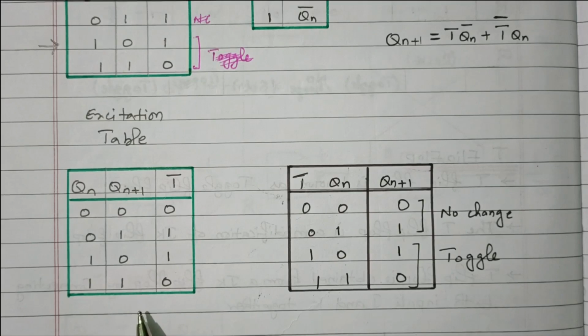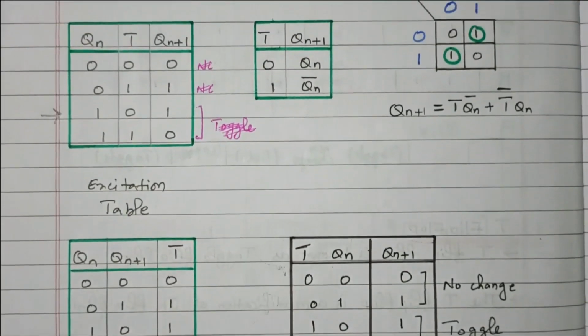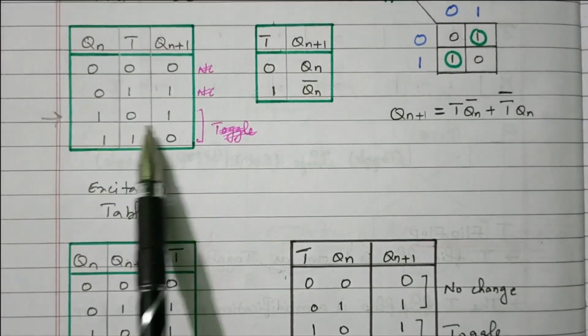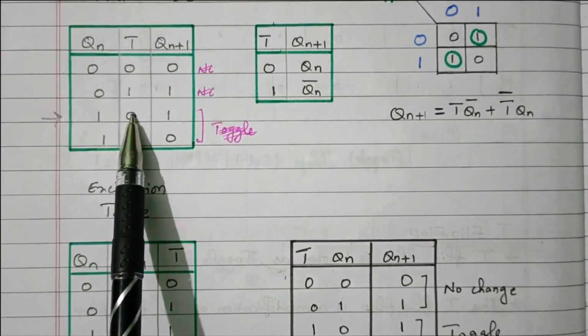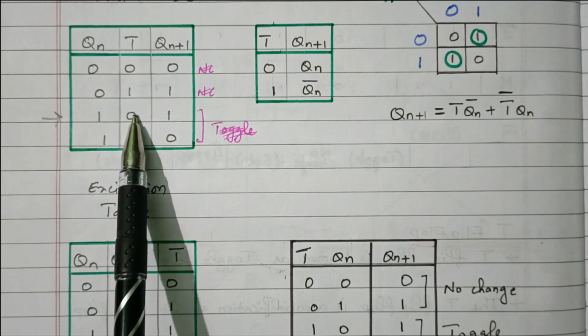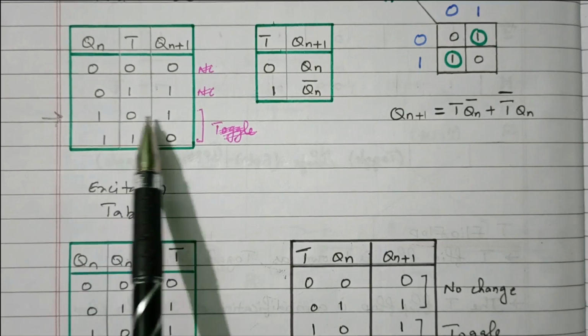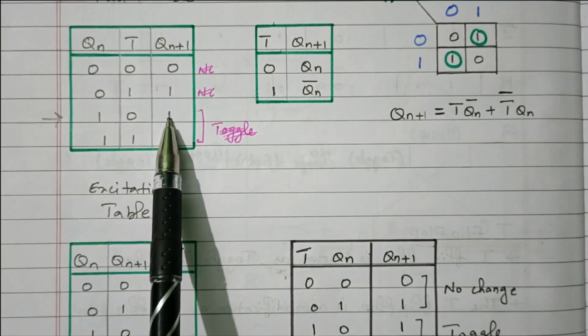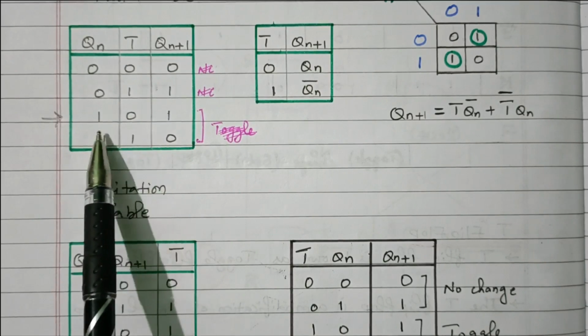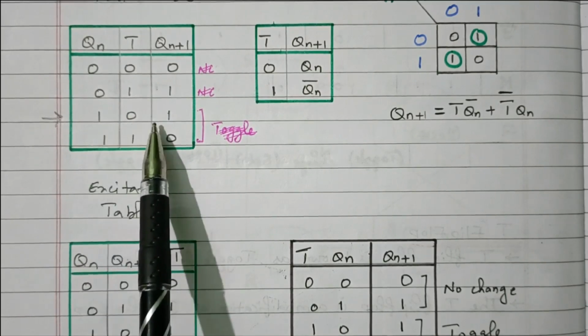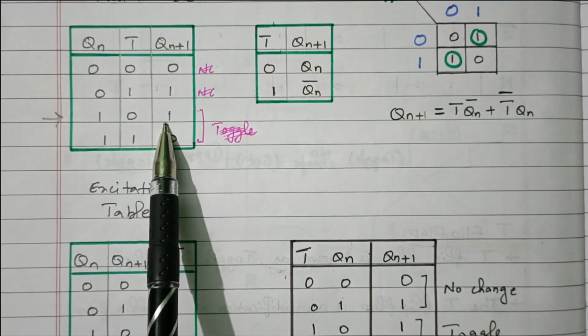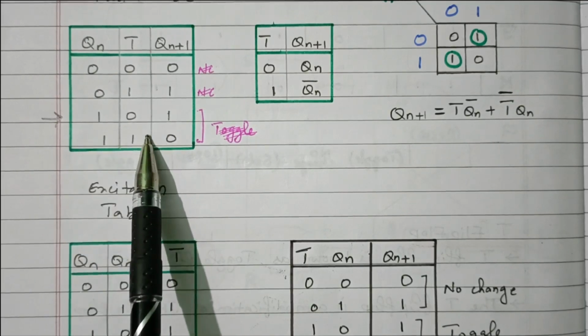Okay, now we'll check one of the inputs. One sample input we will verify. We'll take this: the T input is 0. Input is 0, output is 1. The same 1 should be maintained. Input 0, present state is 1, next state also should be 1. Now we'll check this with the logical diagram.